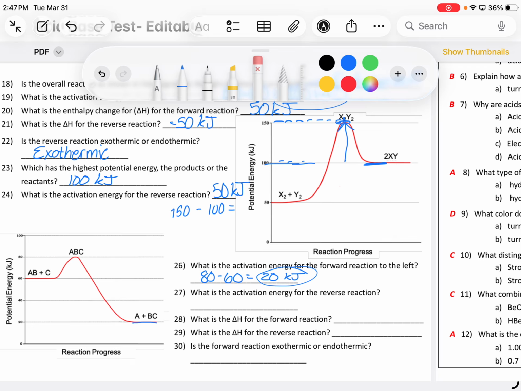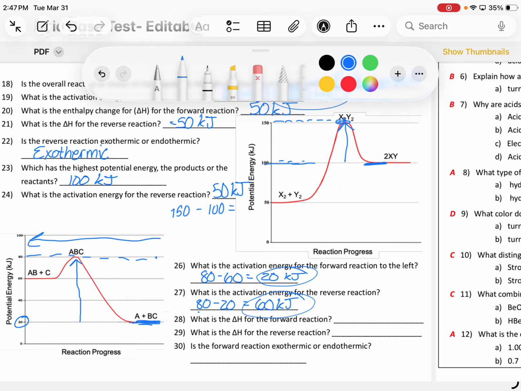What is the activation energy for the reverse reaction? So say we're going to go from the right to the left. Well, the products have 20 kilojoules, right? And we need to have 80 kilojoules because that's the length of our activation energy in the reverse reaction. So what is 80 minus 20? 60. That's the activation energy for the reverse reaction.